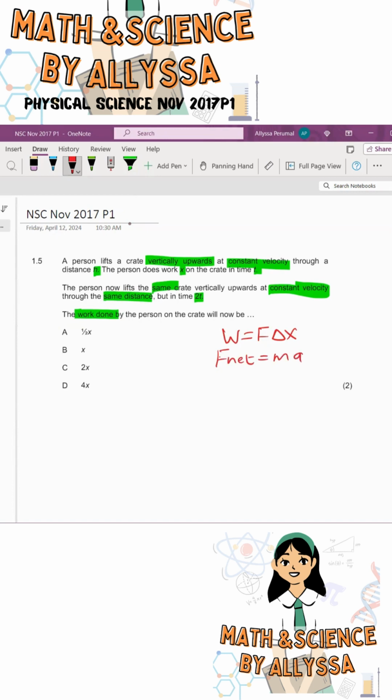So going back to the question, in both instances, the object is moved at constant velocity. So what does constant velocity mean? It means the velocity is not changing. And if the velocity is not changing, your acceleration is equal to 0.